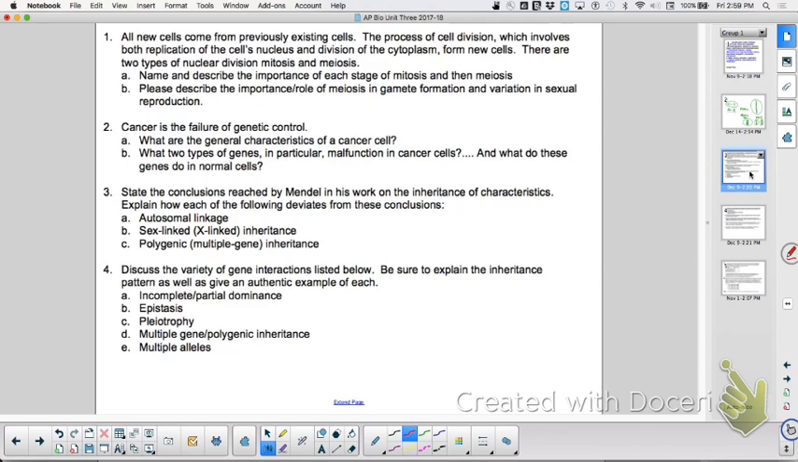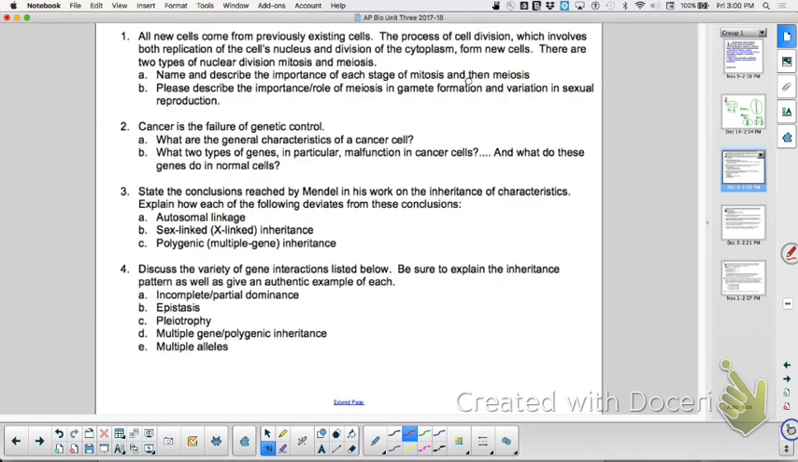The process of cell division. Oh, by the way, division of the nucleus is called what? Mitosis or meiosis. Division of the cytoplasm and everything else is called cytokinesis. Good. We talked about mitosis and meiosis. Okay. We did that.